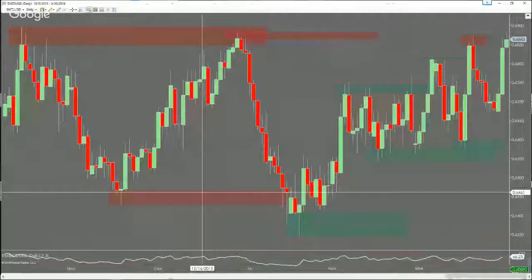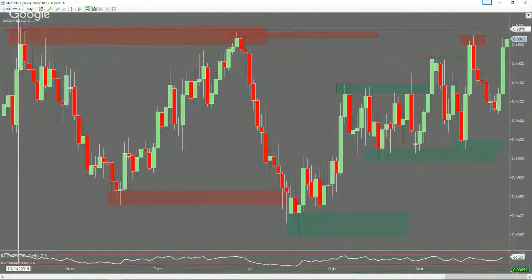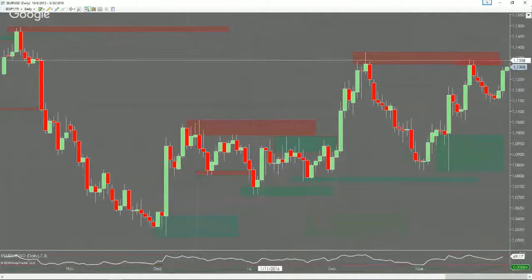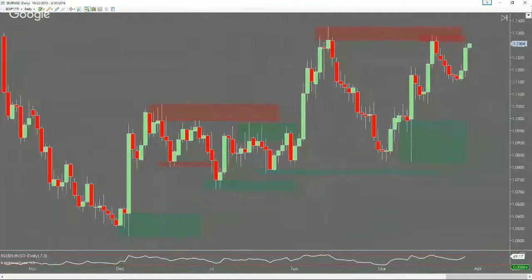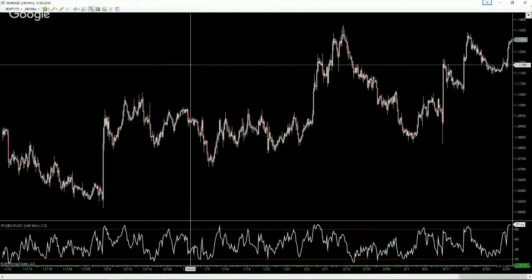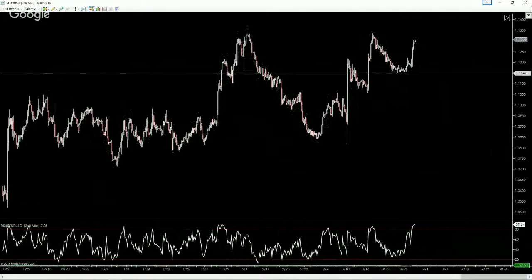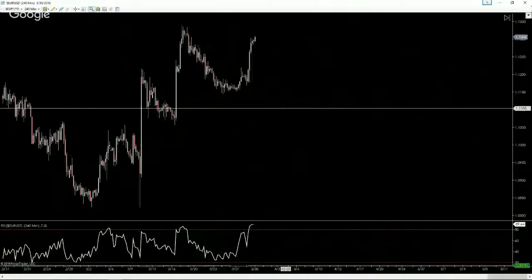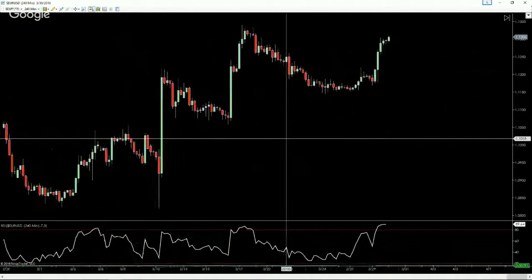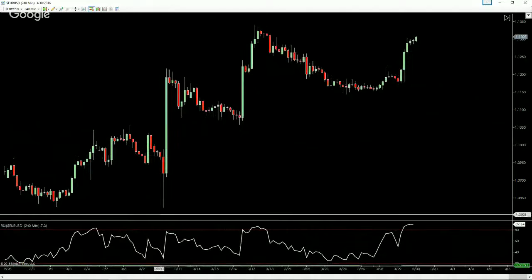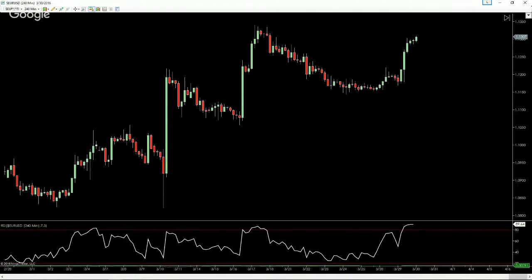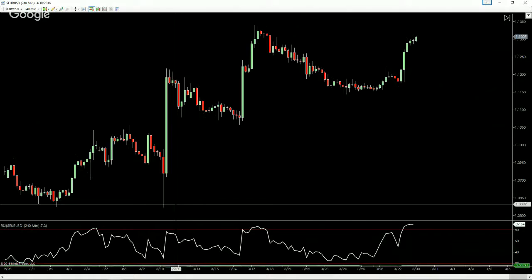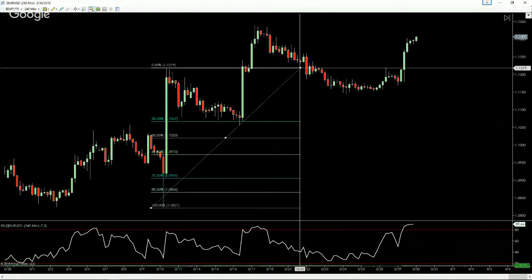Let's start with the Euro dollar daily. Right now, what we have on the daily, price is coming back up to that resistance level right there. Let's head down to our 4-hour chart and see what we have. To me, this actually stands out as an impulse leg. Let's see if we have something.